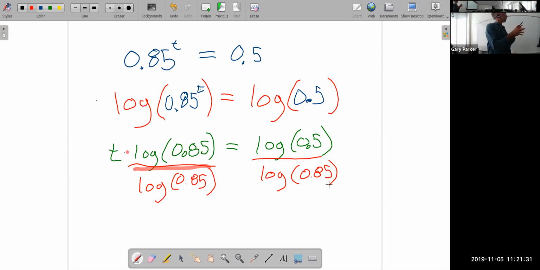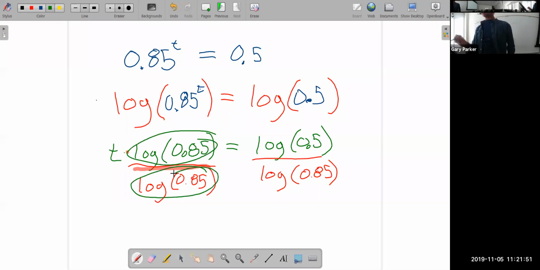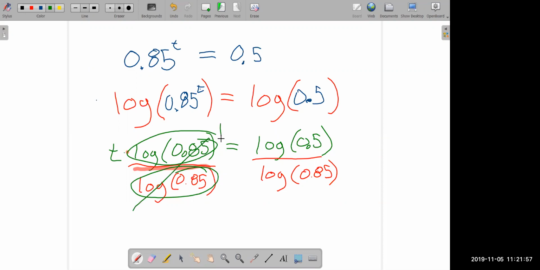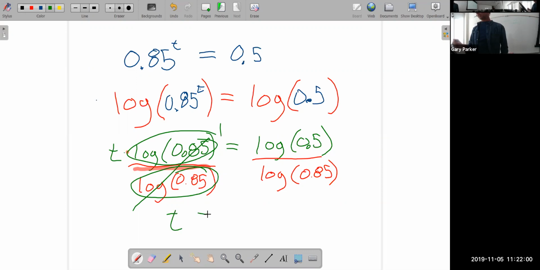Now, the log is attached to the 0.85, just like my first name, Gary, is attached to my last name, Parker, right? I need both of those for my name. So I can't get rid of the word log. I'm stuck with it until I plug it into a calculator. But I'm going to make this note. Here I have a number divided by itself, don't I? What's a number divided by itself always equal to? 1. Yeah, so this gives me 1. 1 times t is t.